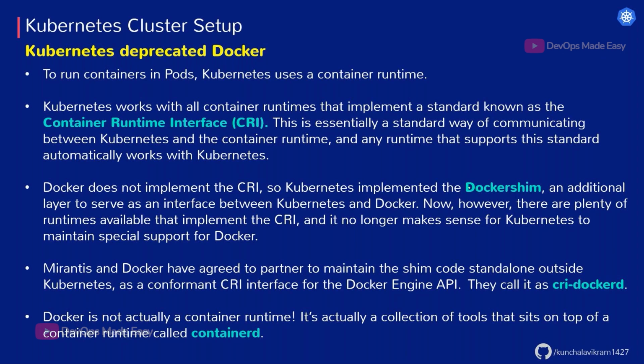Since Kubernetes is not supporting Docker shim, Mirantis and Docker both decided to maintain this Docker shim project outside Kubernetes. They took the source code and now call it cri-dockerd, that is, the Container Runtime Interface for Docker, and they maintain it as a separate project. cri-dockerd should be installed along with Kubernetes if you have Docker as a container runtime. Otherwise, if you directly have containerd as a runtime, you don't have to install any CRI converters like this. Got it, guys?